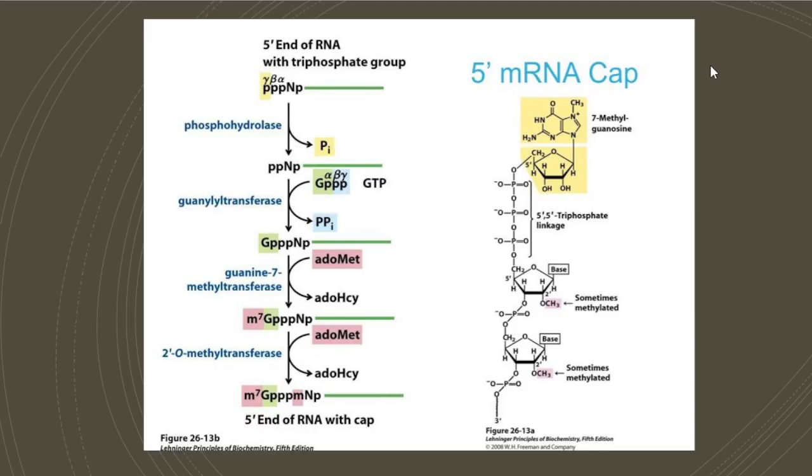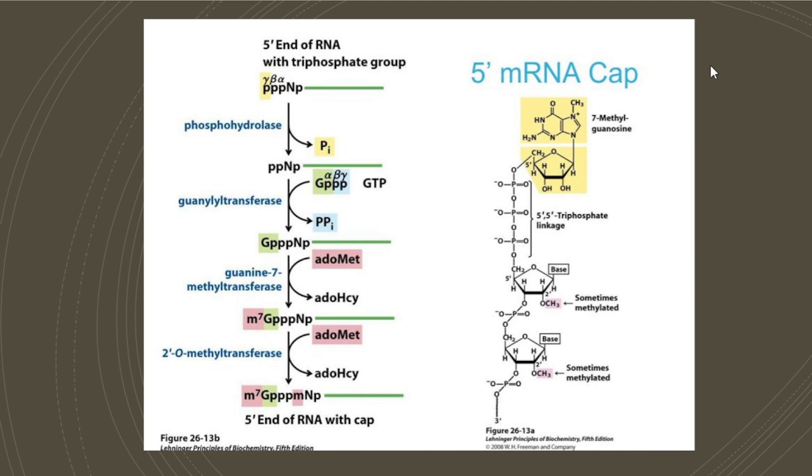In this image, you can see the process of mRNA capping. Let me explain the process of 5' mRNA capping. The 5' end of the primary mRNA transcript is modified by the removal of a phosphate from a triphosphate functional group. This capping process is catalyzed by an enzyme, guanyl transferase, which catalyzes the reaction between the 5' end of an RNA transcript and guanine triphosphate, that is a GTP molecule.